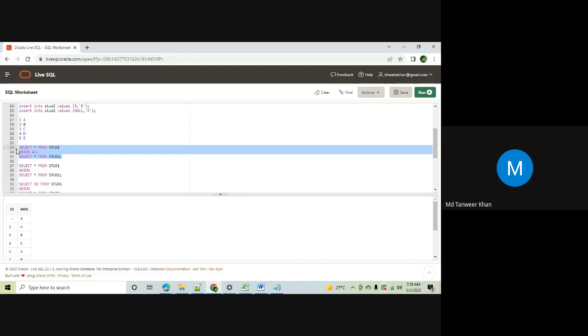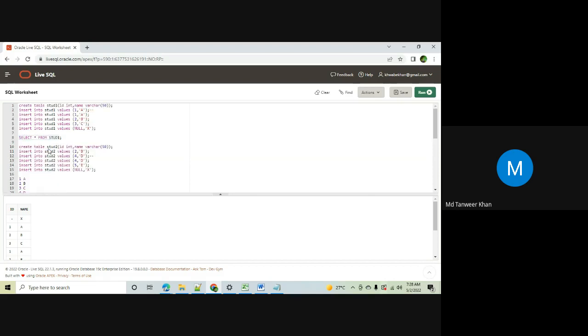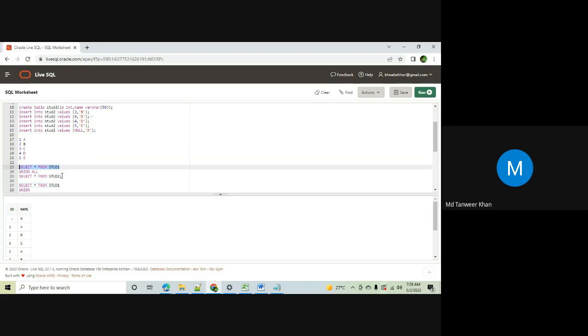Very straightforward. Why am I saying that? Because first of all, this will be executed: select star from student one. You will get this data: 1A, 1A, 2B, 3C, and null x. And then select star from student 2 will be executed. You will get this data. And then it will merge both the data and show you that as the output. There's no concept of distinct, nothing like that. Okay, hope it is clear, union all.